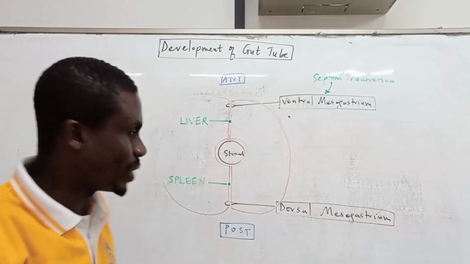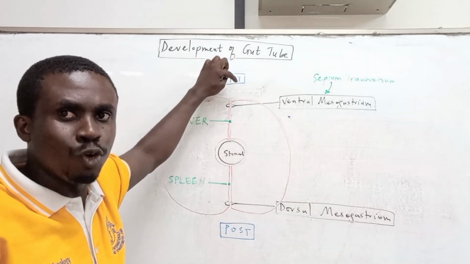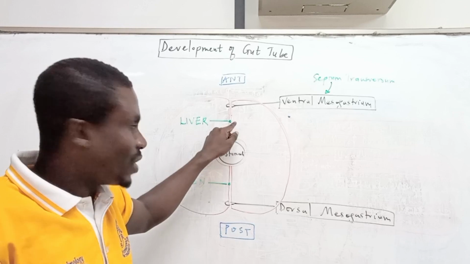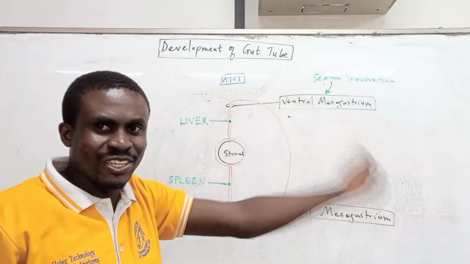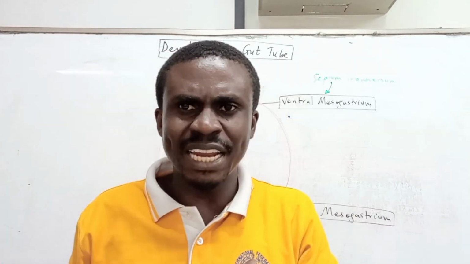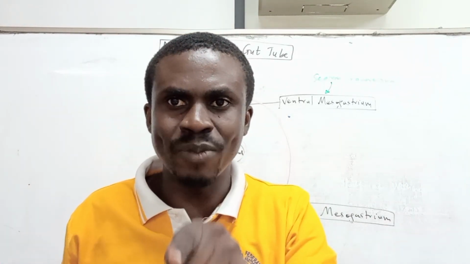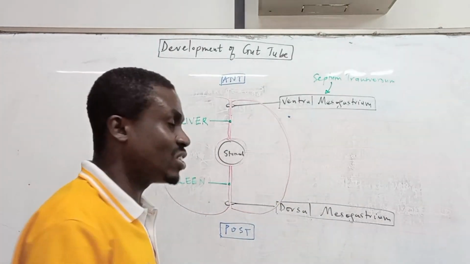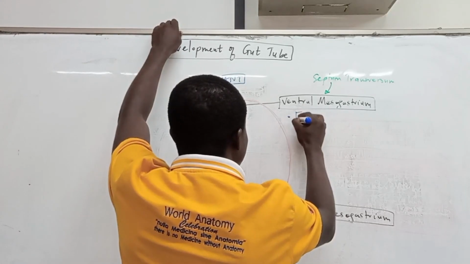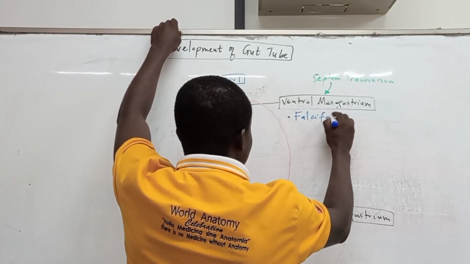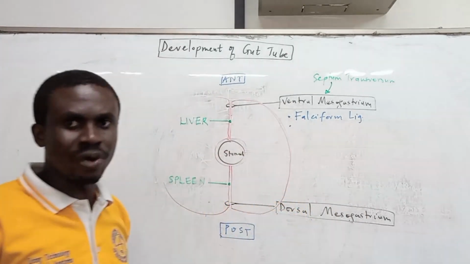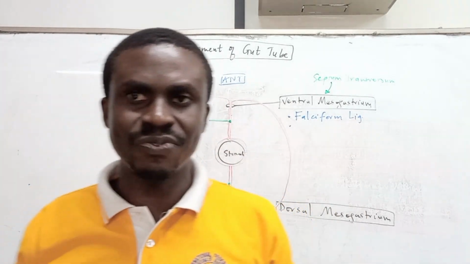Now, let's think about it this way. What is anterior? We are in the abdomen, anterior abdominal wall. Yes, we have the liver over here. You know that the liver is connected to the posterior aspect of the anterior abdominal wall via a ligament. You know that ligament? The falciform ligament. So if you are talking about derivatives of ventral mesogastrum, your first point is the falciform ligament.